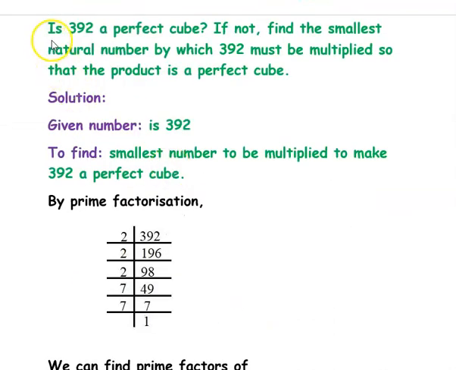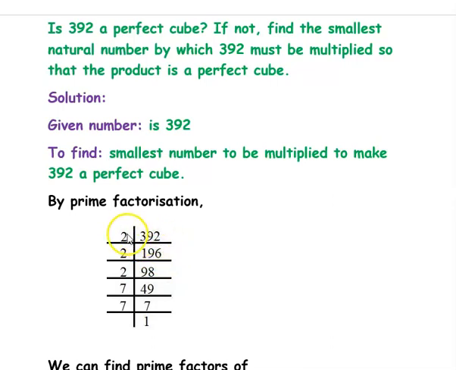The next example is: is 392 a perfect cube? If not, find the smallest natural number by which 392 must be multiplied so that the product is a perfect cube. So, let's see how to do this. The given number is 392. First, we want to check whether 392 is a perfect cube or not. We will do that by using the prime factorization method. So, now we will do prime factorization for 392.